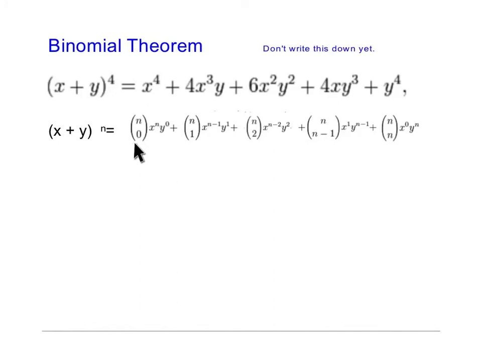This first one here, to get it, I would take 4, the combination of 4 objects 0 at a time, which is 1. And you can see there's a 1 there. x to the n, so that's the same power, y to the 0. The next term is going to be n objects, or 4, taken 1 at a time, which is 4. And then the next term is n minus 1, which is 1 less than 4, which is 3. This is y to the first.